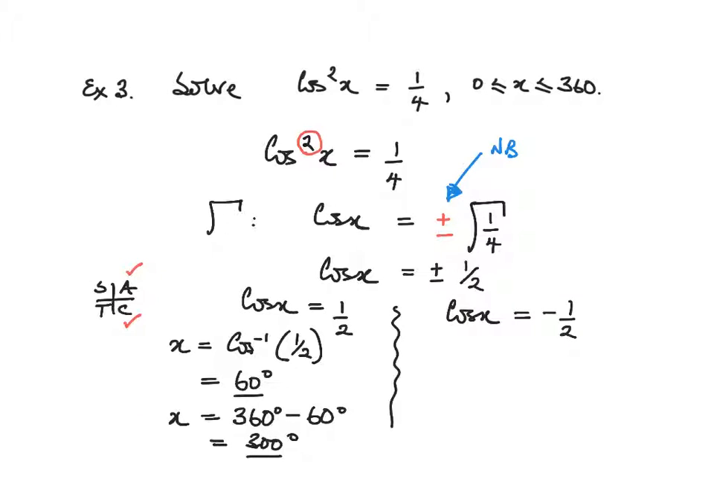Now, for the negative equation, I'm going to draw a CAST diagram as well. If cos was positive, as we saw with the first equation, we would be working in the first and the fourth quadrant. But cos here is negative, as indicated by the sign, so we'll be working in the second and the third quadrant.